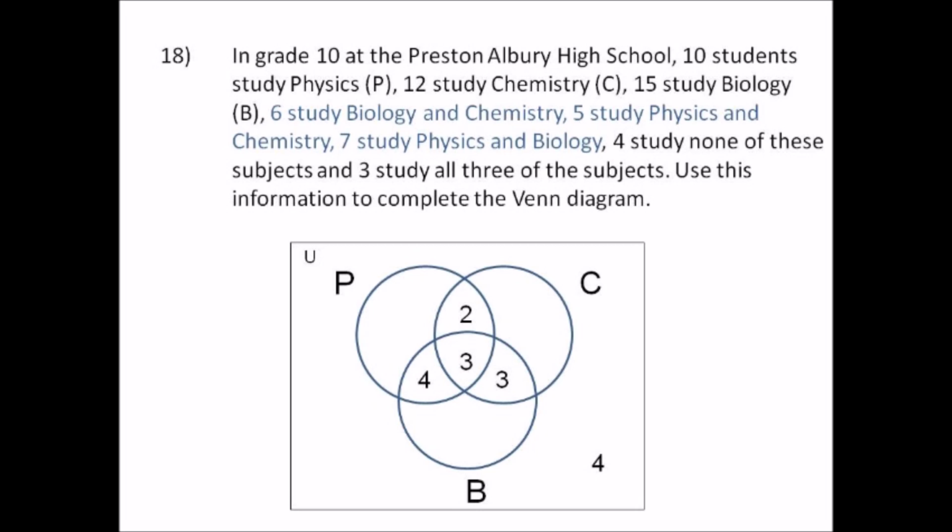Then figure out the numbers on the outside. Once you know how many study all of the subjects, and there you have it. 10 for physics, 12 for chemistry, and 15 for biology when you add up the numbers in the circles. So that would be a final answer for that Venn diagram. Just put the numbers in. You didn't have to do anything else. Once you have those numbers, you have it correct. But you have to work with the 3 in the middle.